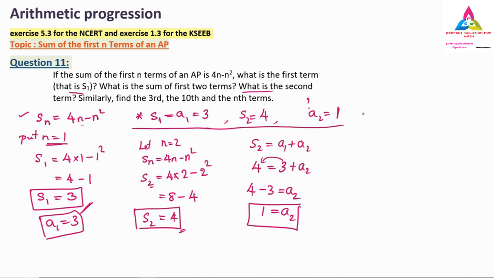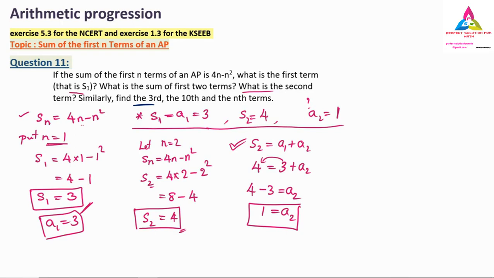Remember, these are the two things we found: S1 and A1 are both equal, and S2 and A2 we also found. S2 is 4 and A2 is 1. Remember this one. This formula is very important. Coming to the next, they have given us to similarly find A3.